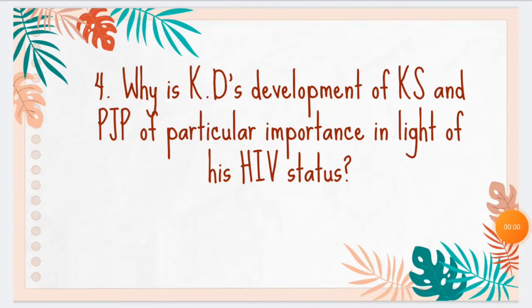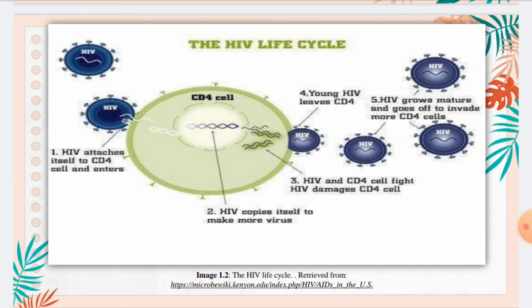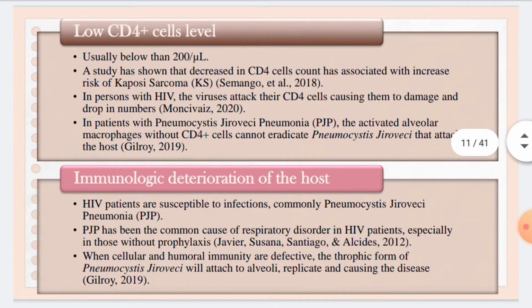Question 4. Why is KD's development of KS and PJP of particular importance in light of his HIV status? Here we can see that in an HIV patient, their CD4 cells are being attacked and damaged by the viruses. So how can KD develop Kaposi sarcoma and PJP in light of his HIV status? It is because of a low CD4 plus cell level, which is usually below 200 per microliter. A study has shown that a decrease in CD4 cells is associated with an increased risk of Kaposi sarcoma, where the viruses attack their CD4 cells, causing them to be damaged and drop in numbers.